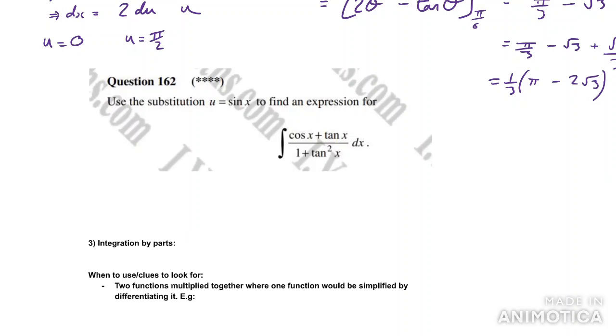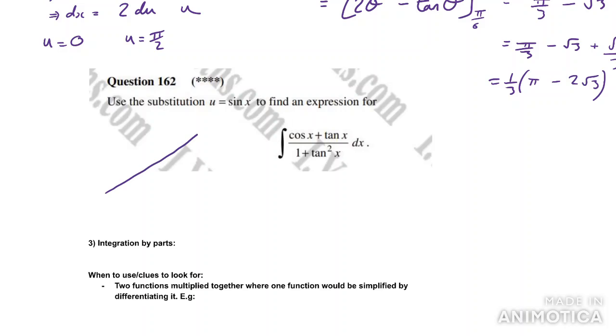Finally, we've got to use the substitution u equals sine x to find an expression for this, and you just need to do exactly the same thing. So what we need to find out is how to get rid of sine x, cos x and tan x given sine x. So how do we do that? Well, we know that u is sine x.